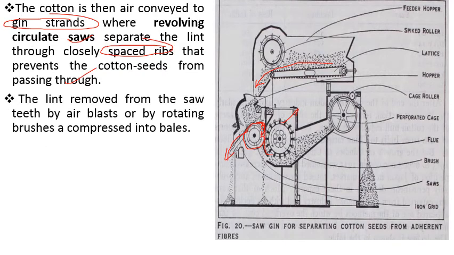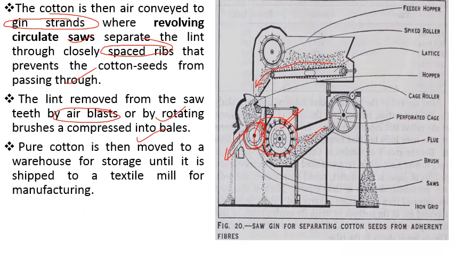So lint is removed from the saw teeth by air blasts or by rotating brushes that we can see in this diagram. These rotating brushes help to throw this pure cotton, that is without seed, into a container in which it is compressed into bales. Then the pure cotton is moved to a warehouse for storage until it is shipped to a textile mill or manufacturing. So this is the process that is done after the separation.